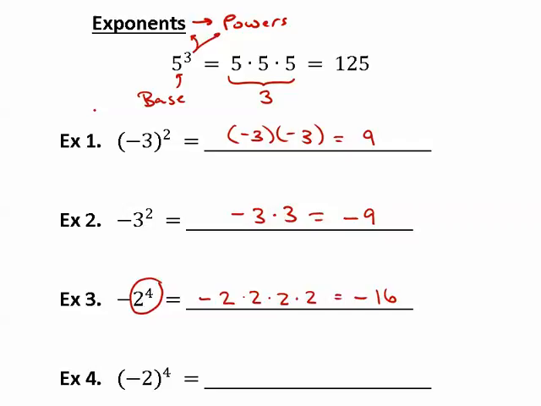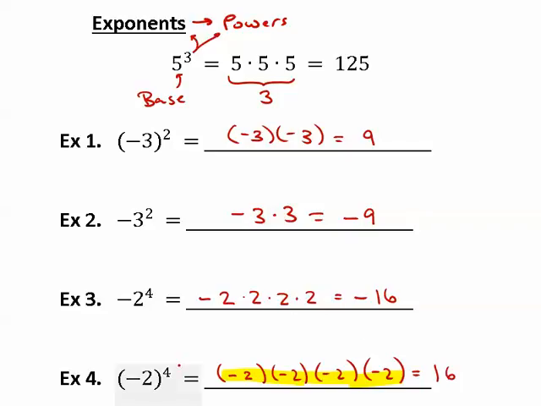I know that doesn't really feel good to a lot of students, but it is just what it means. With parentheses, you have to include both the sign and the number. Without parentheses, the sign only appears once. So in number 4, notice the parentheses go around both the sign and the number. So it means negative 2 times negative 2 times negative 2 times negative 2. Going from left to right, we have a negative times a negative is a positive 4. Positive 4 times negative 2 is negative 8. Negative 8 times negative 2 makes positive 16.